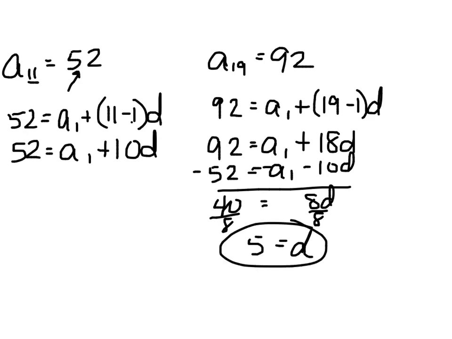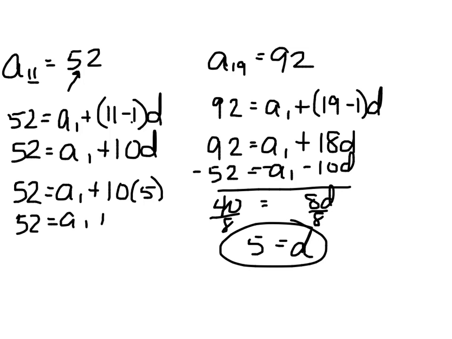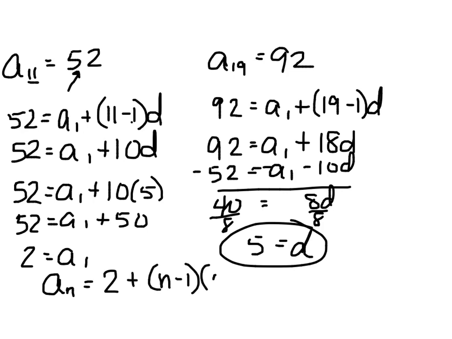Insert that back in. So 52 equals A1 plus 10 times 5. 10 times 5 is 50. Subtract 50 from both sides, and I get A1 is 2. So my final answer for the nth term would be A1, which is 2, plus N minus 1 times 5.